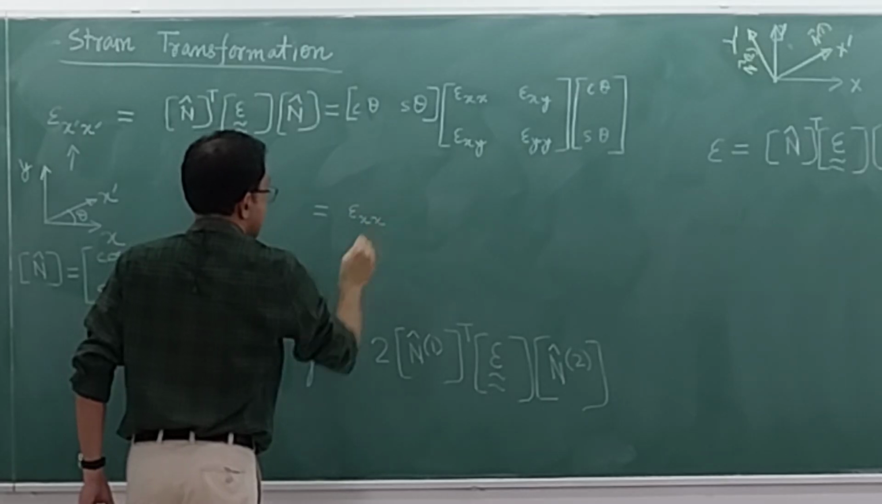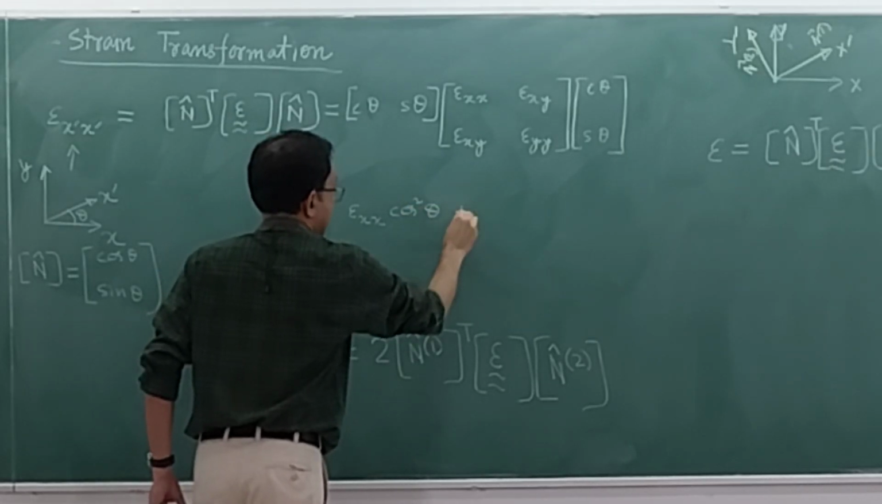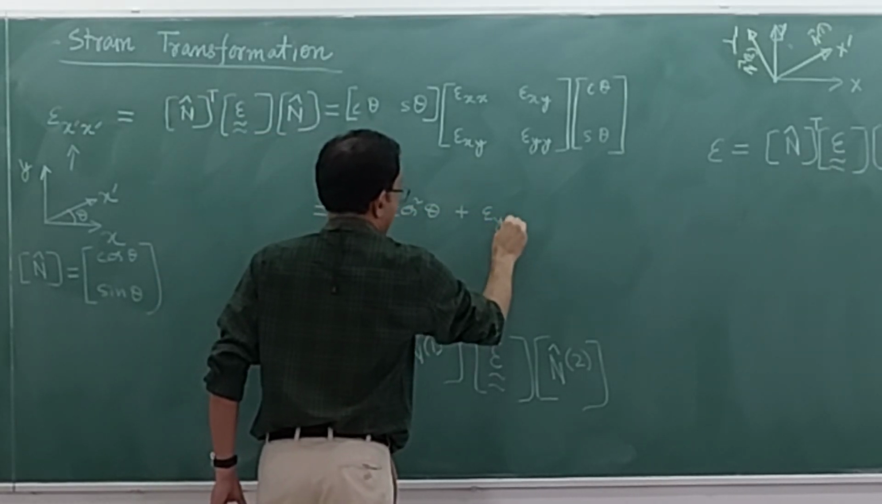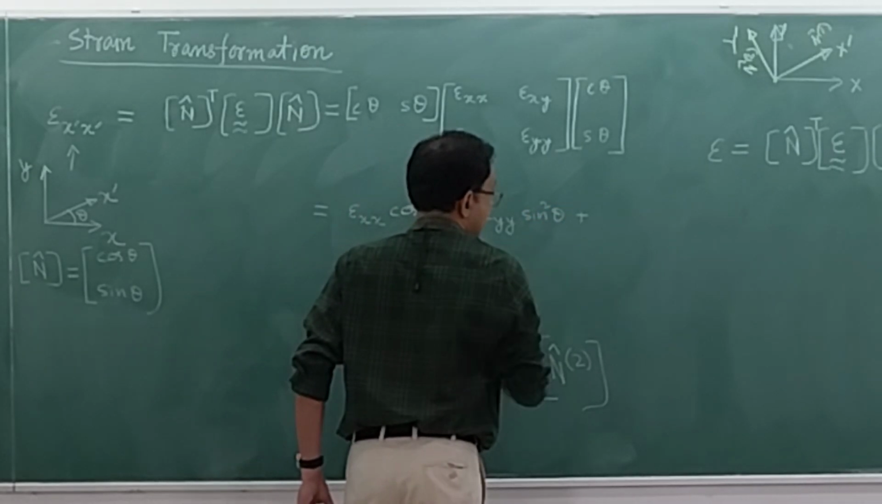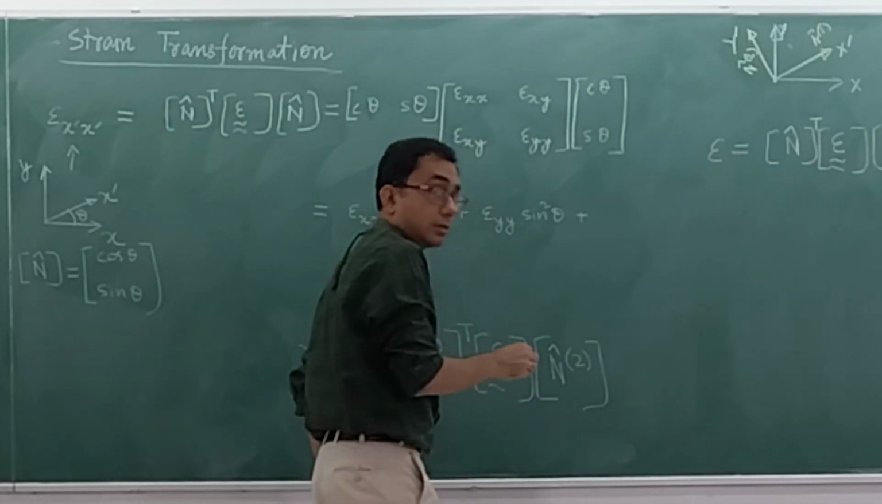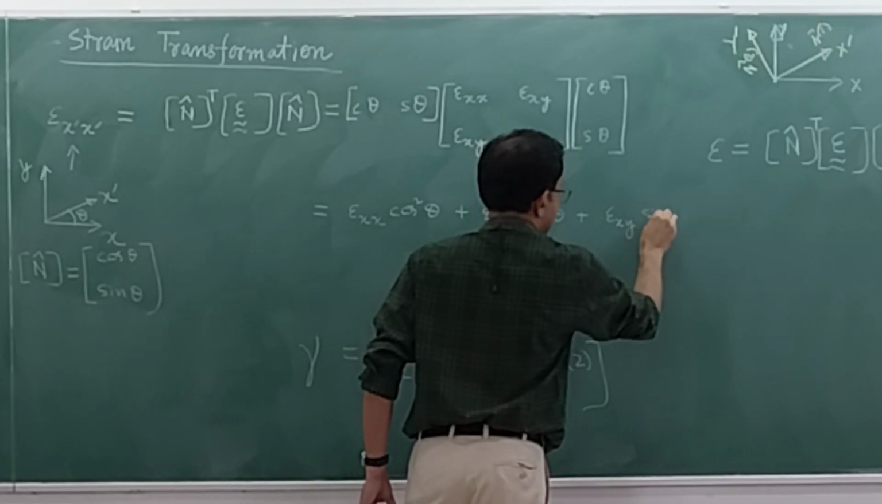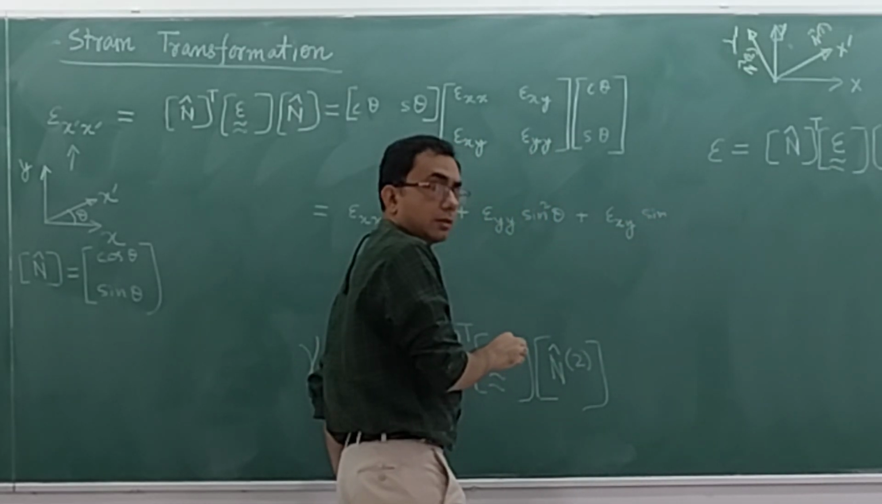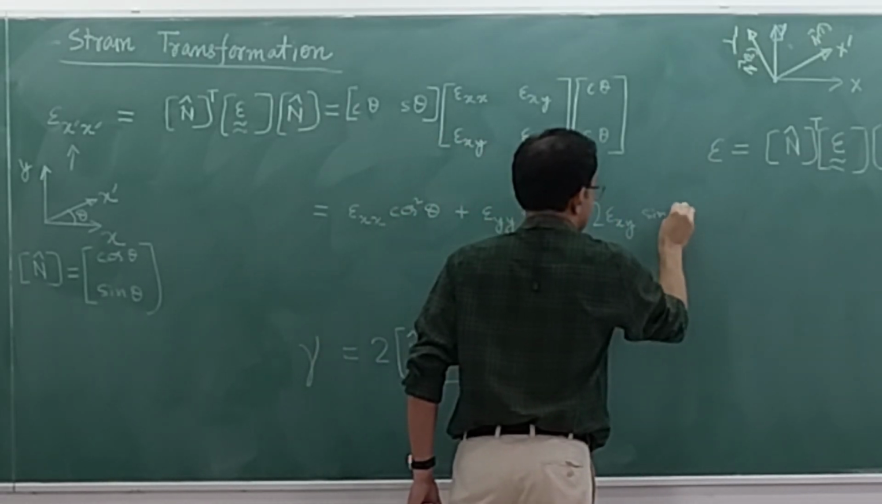Epsilon xx cos square theta plus epsilon yy sin square theta plus epsilon xy sin theta cos theta. There is no twice here. Sin 2 theta. Okay, so let's write like this.